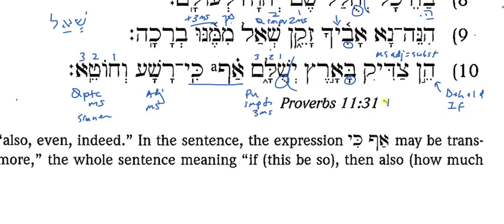So you might see this translated as the righteous, right? So if the righteous is repaid in the land, how much more the wicked and the sinner? Okay, so just be aware that sometimes singular nouns like this with no article can stand for a class or a category of people. All right, so I hope that helps.